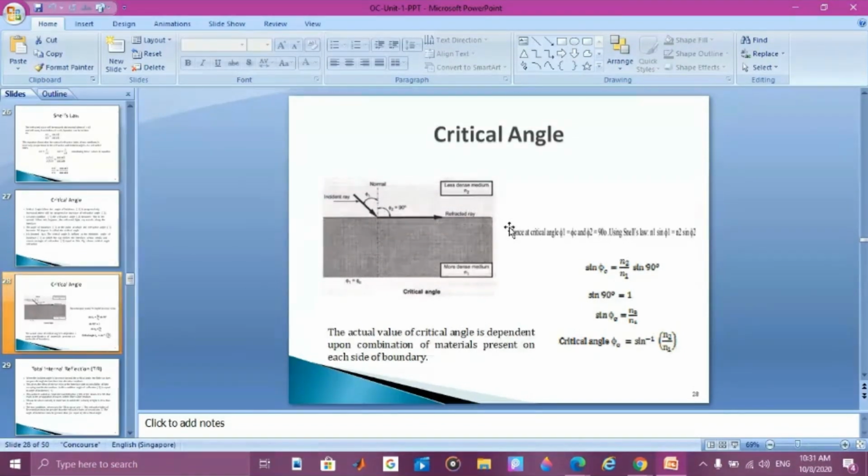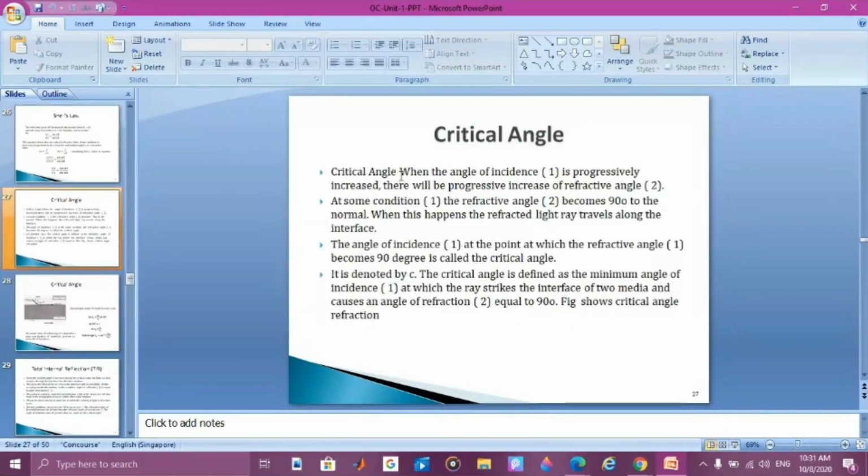சோ அதை தான் நான் சொல்லிருக்கேன். ஓகேவா, so the critical angle when the angle of incidence is progressively increased, there will be progressive increase of refractive angle. இது இன்க்ரீஸ் ஆனா இதுவும் அப்படியே இன்க்ரீஸ் ஆகும். At that time என்ன ஆகும்? ரெண்டு ஆங்கிளும் becomes 90 degree to the normal. ஓகேவா, ரெண்டுமே அந்த 90 டிகிரிய அந்த நார்மலுக்கு 90 டிகிரில வந்துரும். So when this happen, the refracted ray travels along the surface. என்ன ஆகும்? At that time the refracted light ray travel along the surface. ஓகேவா, சர்ஃபேஸ் நேரா டிராவல் ஆக ஆரம்பிச்சிரும்.